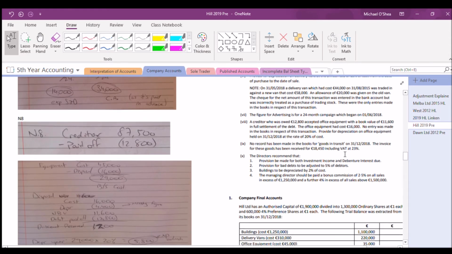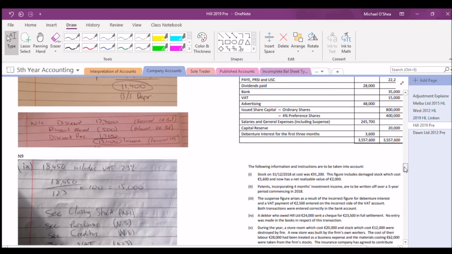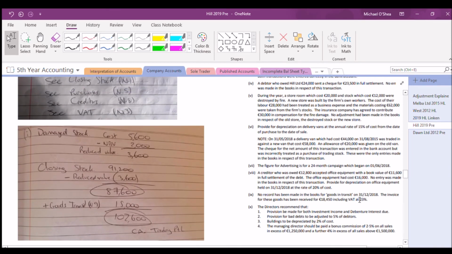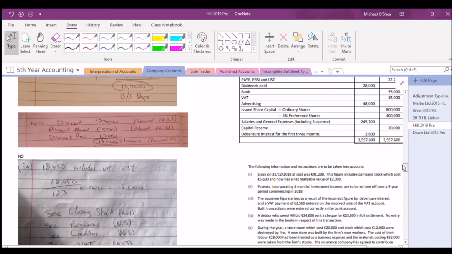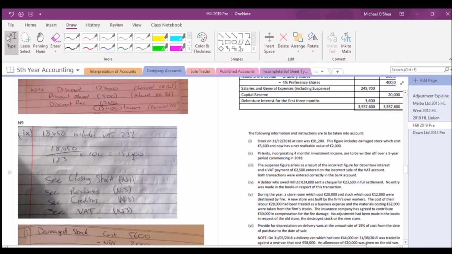Last note I'm going to look at here is the record for goods in transit. So no record has been made for goods in transit on the last day of the year. Invoice for these goods has been received, so we've received an invoice for 18,450 including VAT. You can see this down here again. Including VAT at 23%. So 18,450 is going to be equal to 123% because it includes VAT. So I'm obviously going to need to calculate the 100% as well. So 100% works out at 15,000.